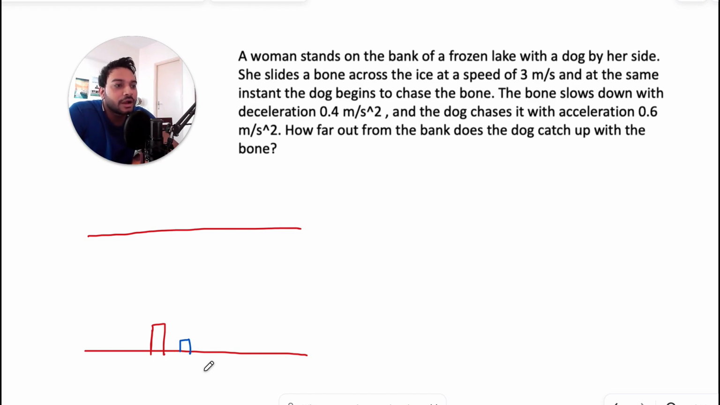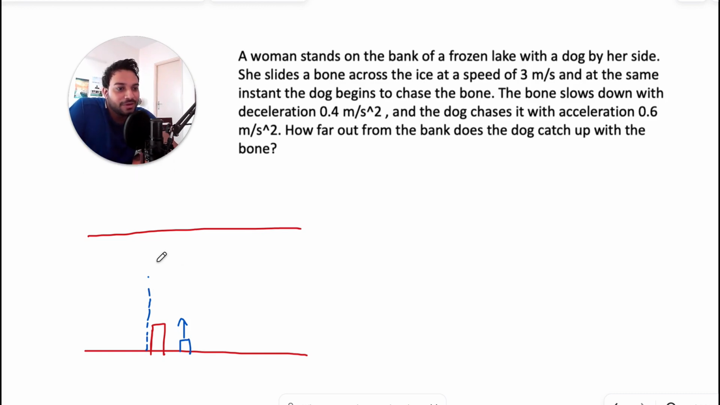She slides the bone across the ice at a speed of 3 meters per second, and at the same instant the dog begins to chase the bone. The woman slides the bone across the ice, and the dog starts in the direction of the bone, chasing it. The bone slows down with a deceleration of 0.4 meters per second squared, and the dog chases it with an acceleration of 0.6 meters per second squared. How far out from the bank does the dog catch up with the bone?